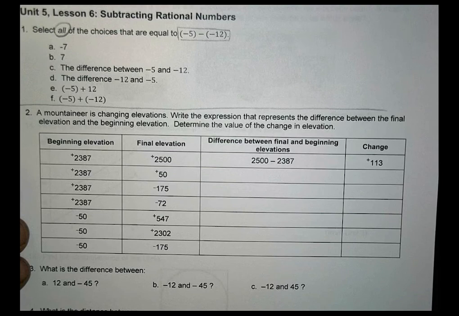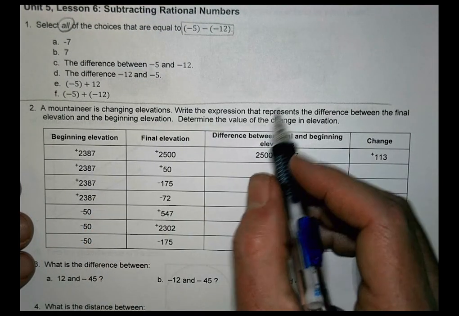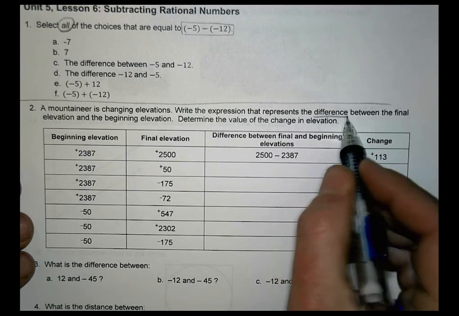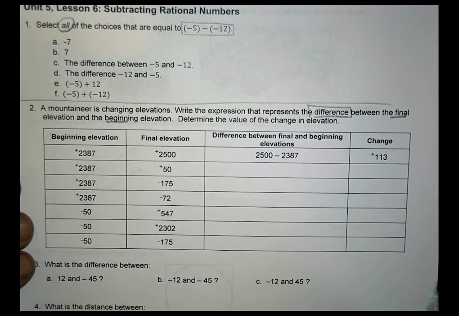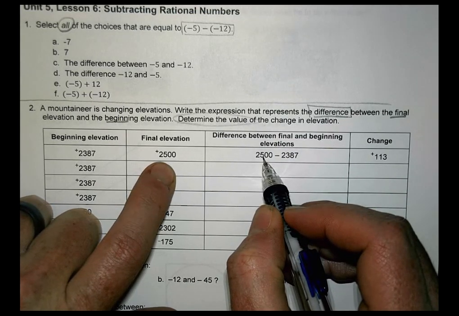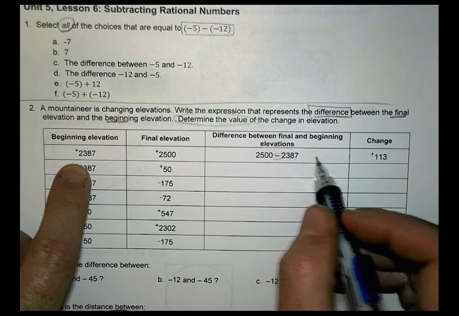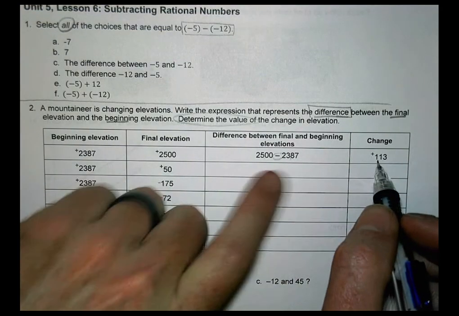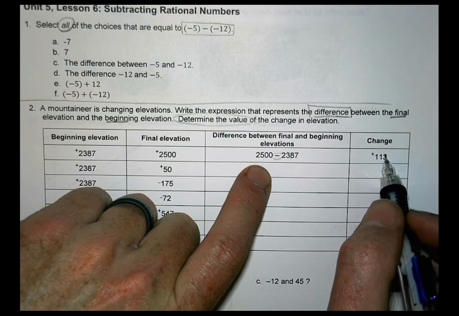Alright, number 2. Do part of number 2 with you. It says a mountaineer is changing elevations. Write the expression that represents a difference between the final and the beginning elevation, and then determine the value of the change in elevation. So see the example here. We have the final minus the beginning. That's how we find the difference there. And then we solved it and saw the change between the two as being a positive 113.